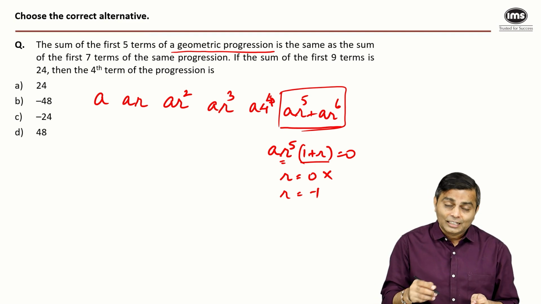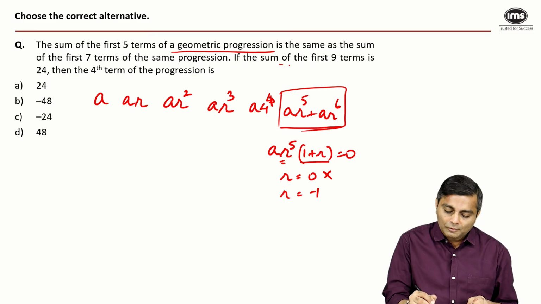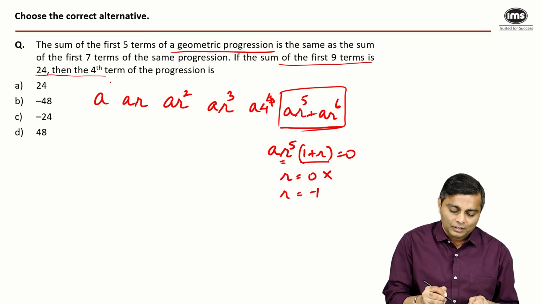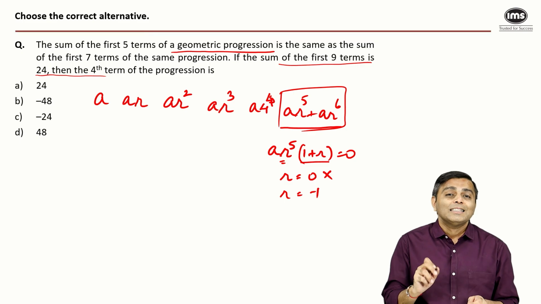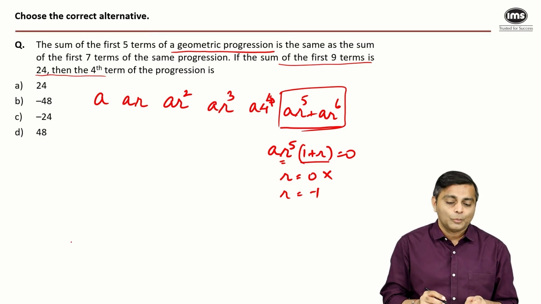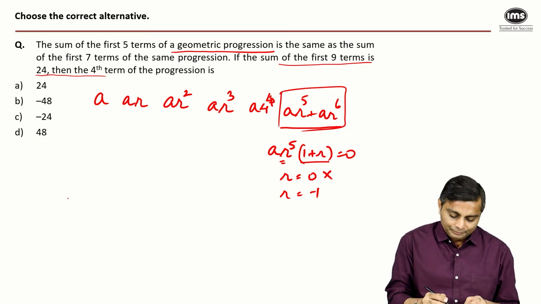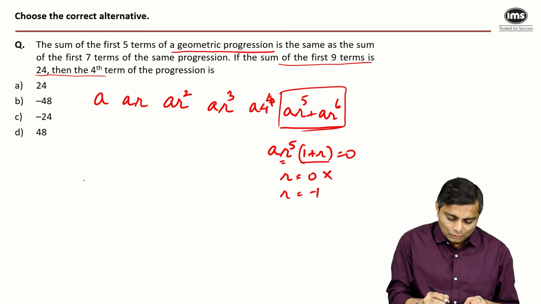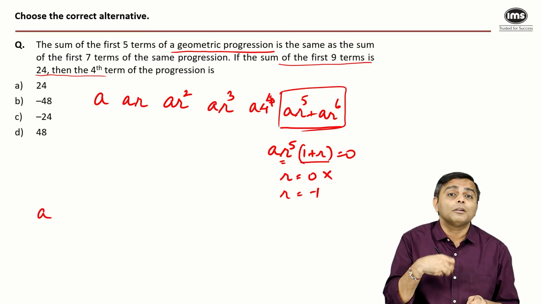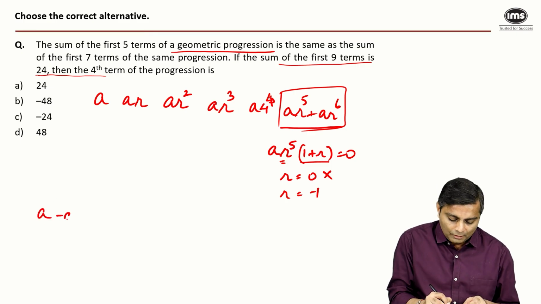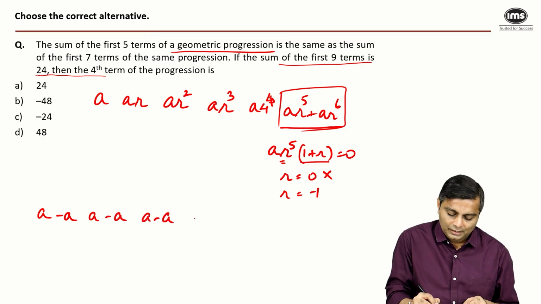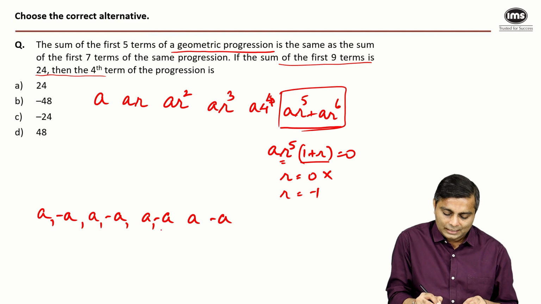Okay. Further, what have they given? They've given sum of the first 9 terms is 24 and the 4th term they've asked. Okay. Sum of the first 9 terms is 24. So if you just think about it, now with the knowledge of r is equal to minus 1, the series has become what? A minus A minus A minus A minus A. So this is the series that has become.